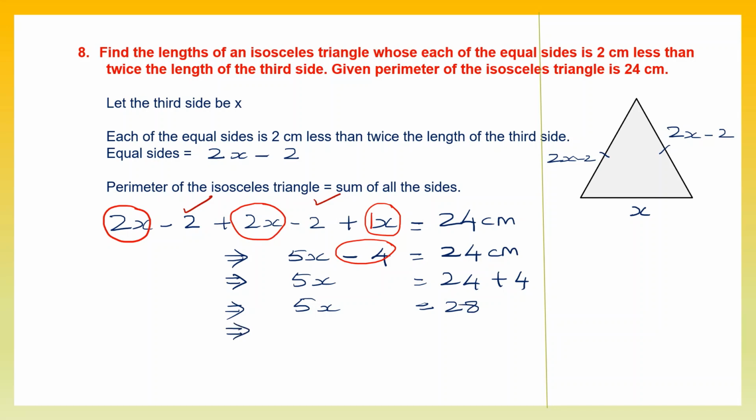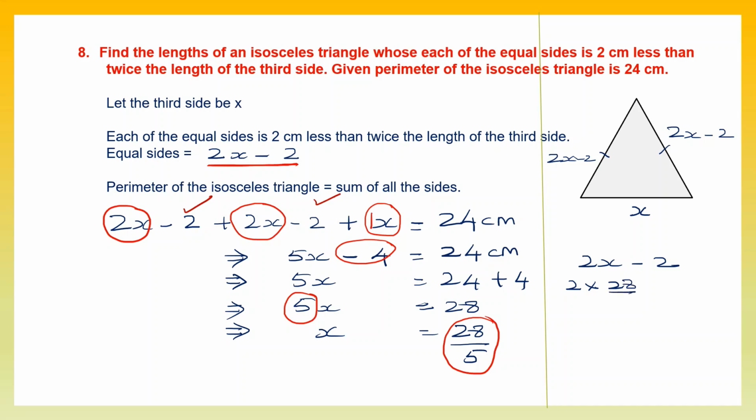So what is the value of x? x will be 28 divided by 5, because we have transposed this 5, which is multiplication, to the right hand side. It becomes division. Now that we have found the length of the third side, let's find the length of the equal side. Here it says equal sides are 2x minus 2. So 2x minus 2 means 2 into x, that is 2 into 28 by 5 minus 2. So that will be 2 into 28 is 56 by 5 minus 2.